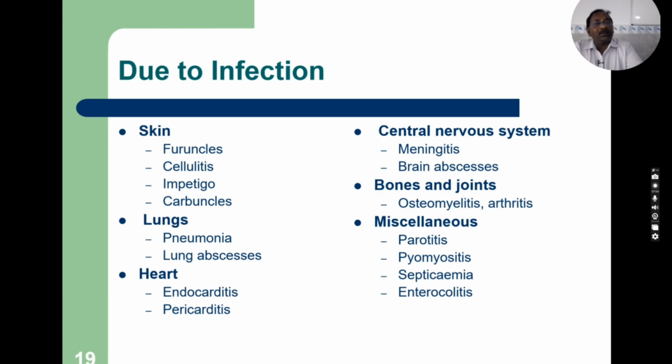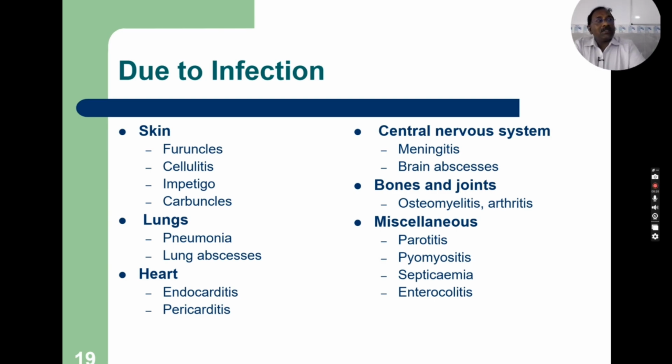There are different organs involved in these infections, mostly the skin. You can see the furuncles, cellulitis, especially in diabetic individuals, impetigo, carbuncles, again in diabetic individuals. So these are very common skin infections caused by Staph aureus. In the lungs, pneumonias, lung abscesses, bronchopneumonia, etc. In the heart, it could be pericarditis or endocarditis with a lot of vegetations on the valve areas.